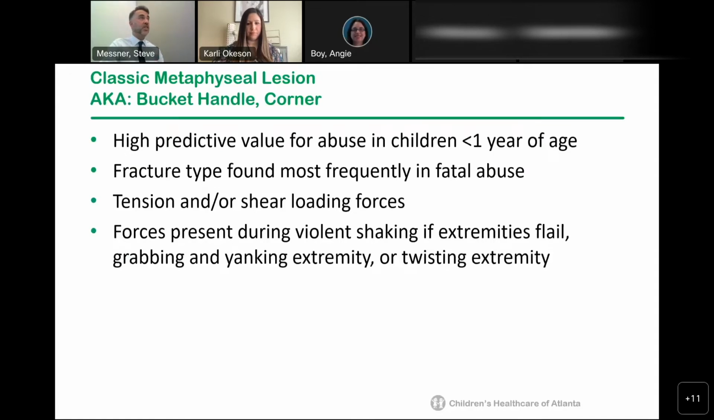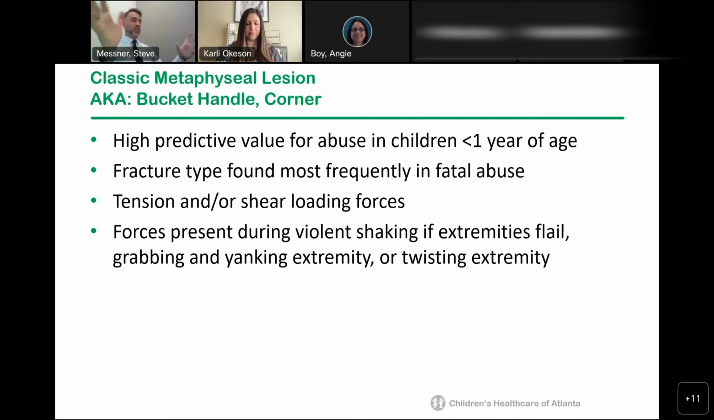This is from his studies. This is the fracture type that we see most frequently in fatal abuse. And it's not because it's a high energy force that's required to make this fracture. It's that fatalities are generally from head trauma. And we see this fracture being caused as a result of tension or shear loading forces. So at the ends of the bone, it's at the weak point of the bone, it's at the growth plate.